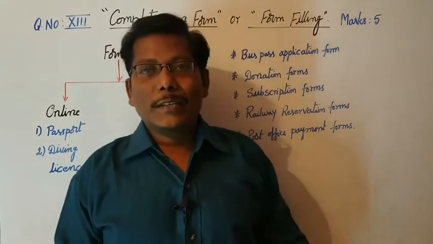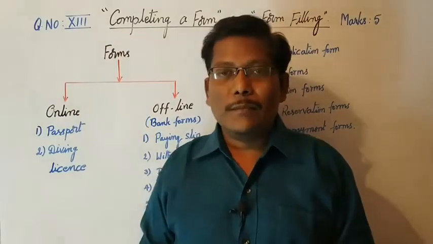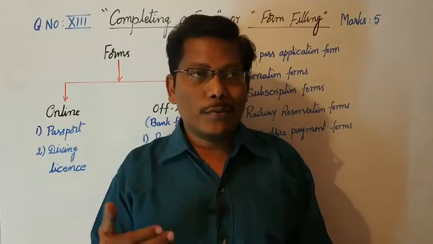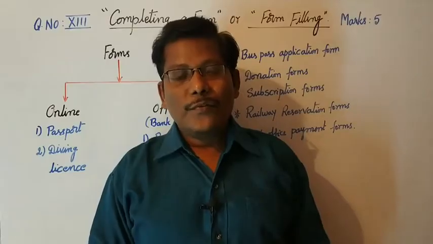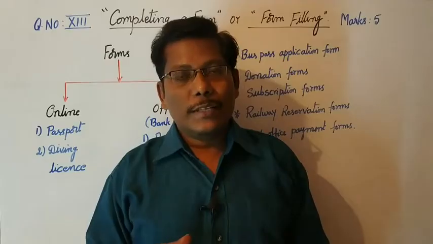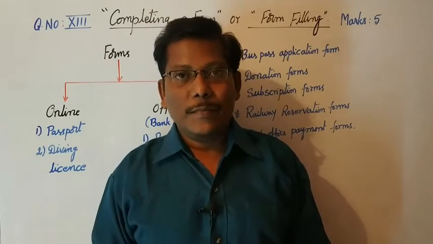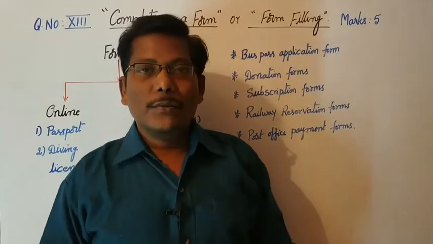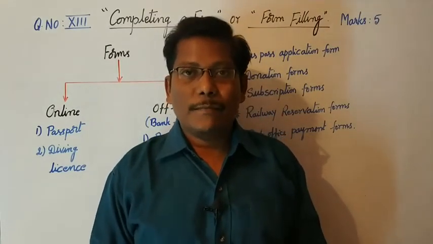In our public examination, under question number 13, one form is given with blanks numbered 1, 2, 3, 4 and so on up to 10. We need to fill in the blanks based on the hints given with the form. Generally there are 10 blanks and each blank carries half mark. So for 10 blanks you will get 5 marks. In this video let's see how to answer this question.